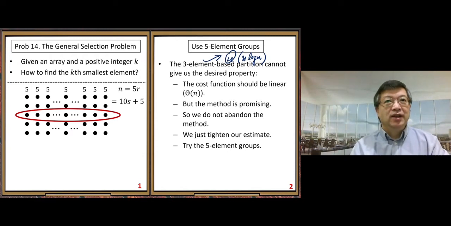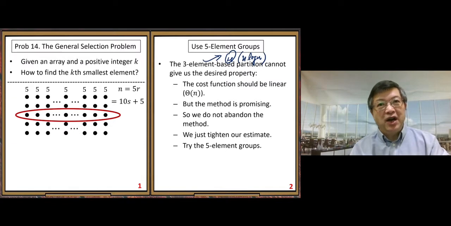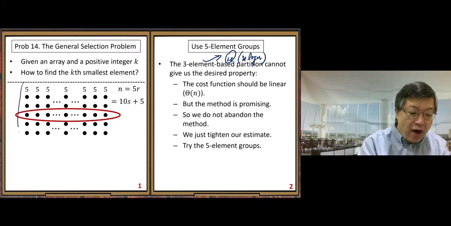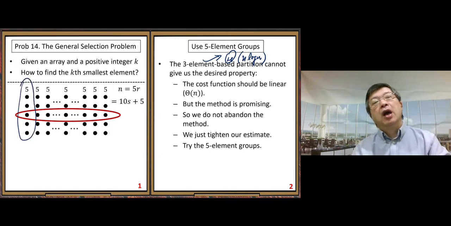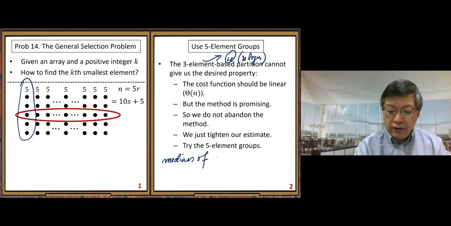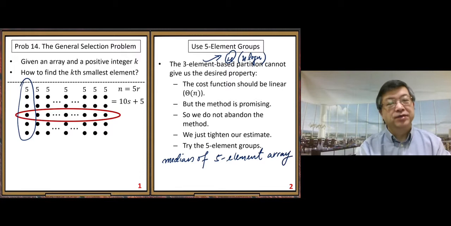So here is the question. One question I want to ask: in order to find the median of a 5-element array, how many comparisons do you need? Let me write it here: median of a 5-element array. How many comparisons do you need?